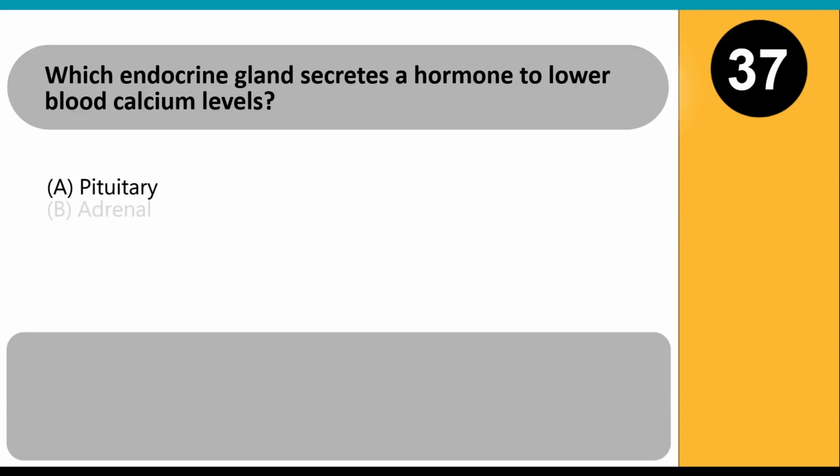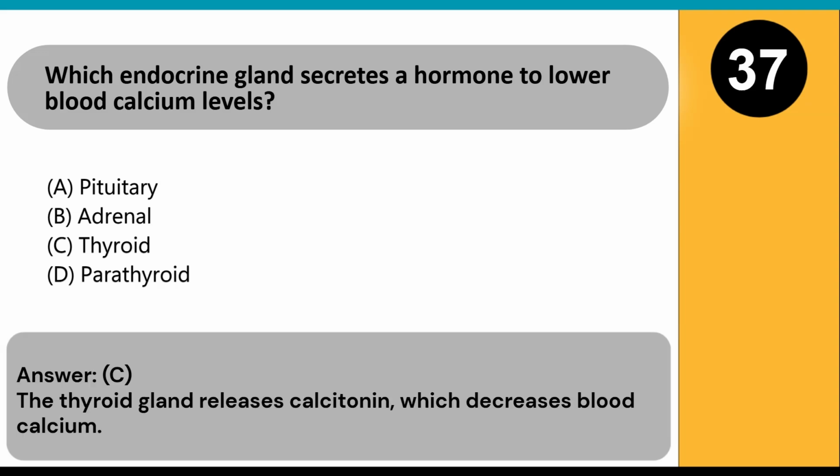Which endocrine gland secretes a hormone to lower blood calcium levels? A. Pituitary. B. Adrenal. C. Thyroid. D. Parathyroid. Answer C. The thyroid gland releases calcitonin, which decreases blood calcium.